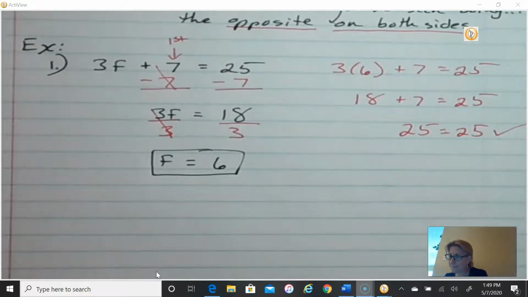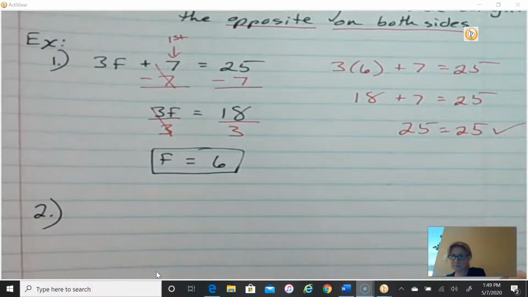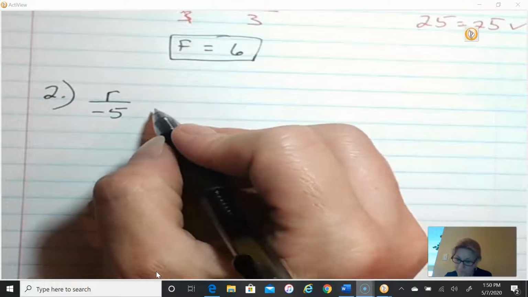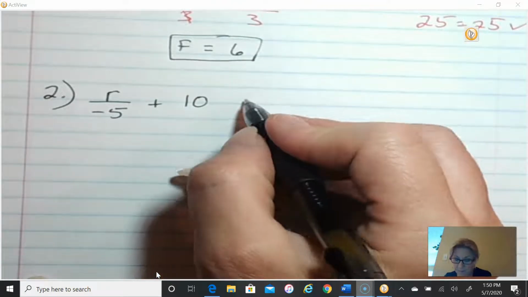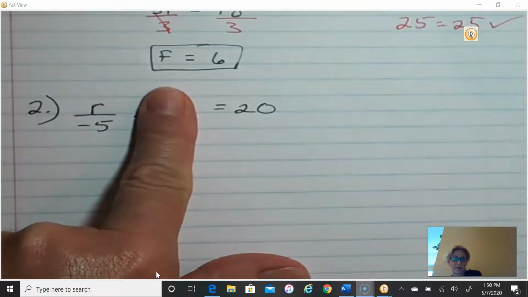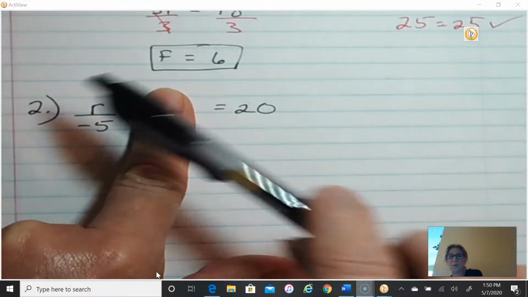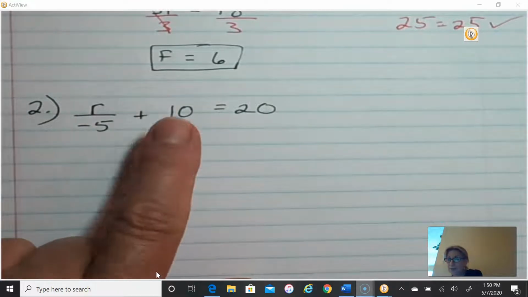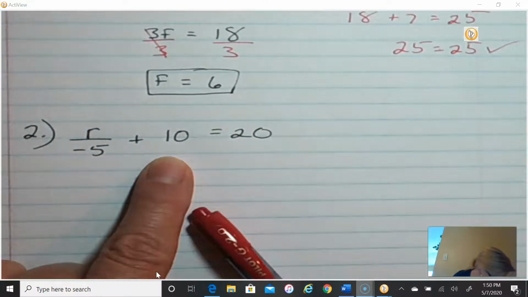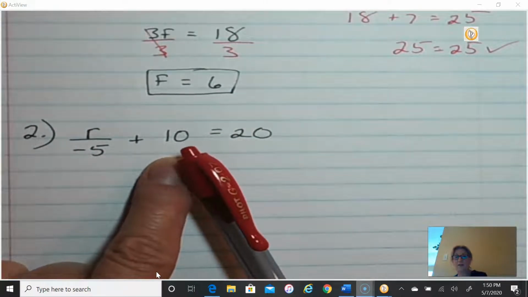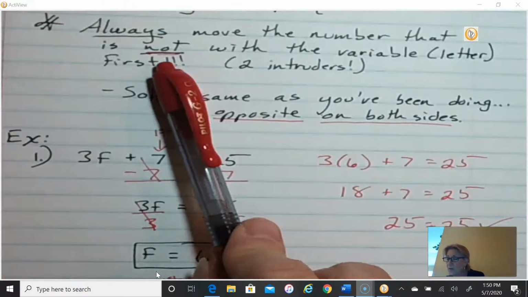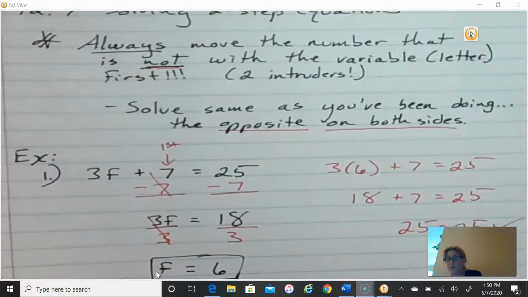Okay, let's do another. Number 2: r divided by -5 plus 10 equals 20. In the past, we only had r divided by -5 equals 20. We would multiply both sides, blah, blah, blah. But because it's a two-step, we have to move this guy first. Remember, this is not with the letter, so we move it first.